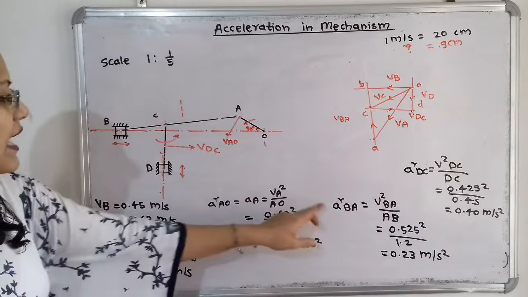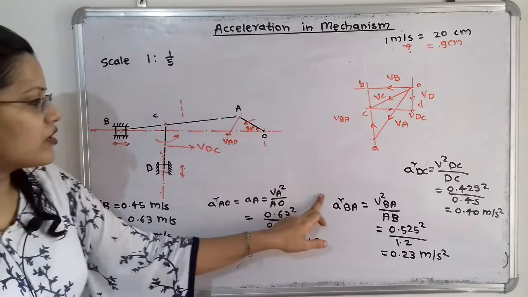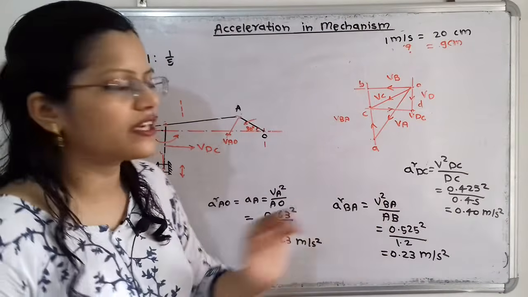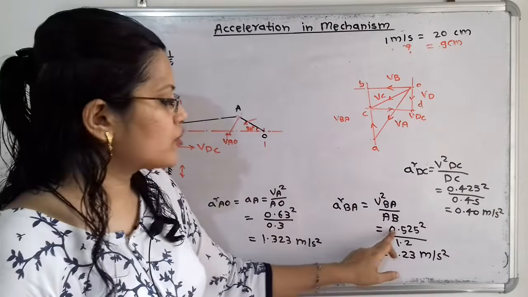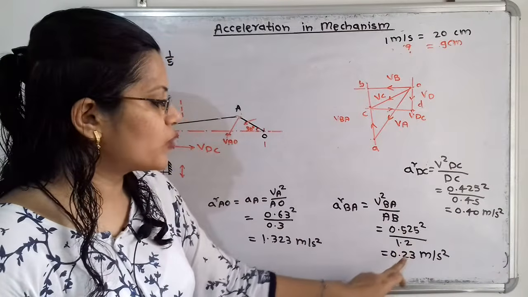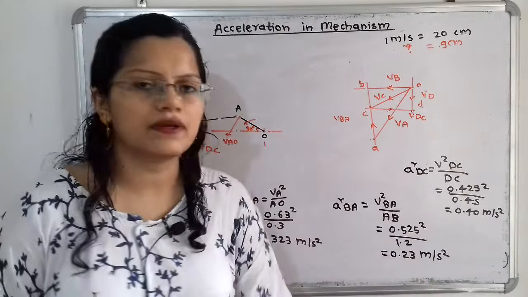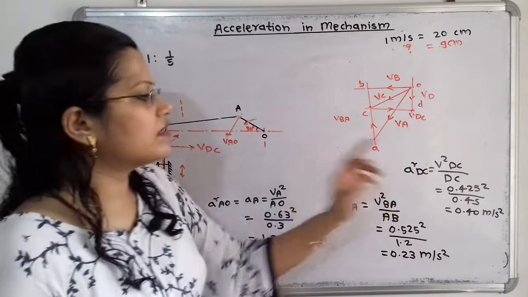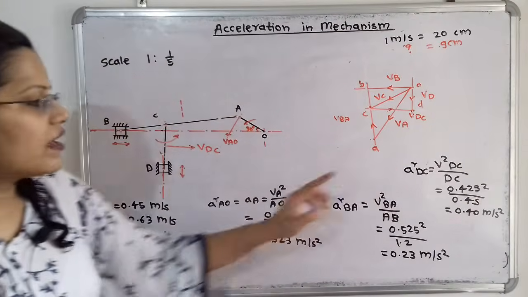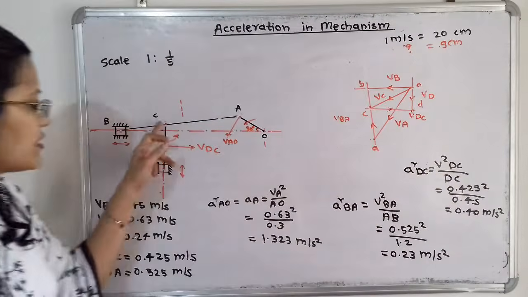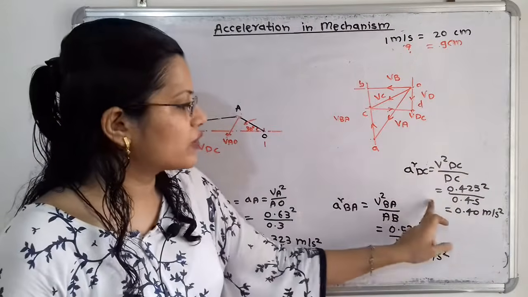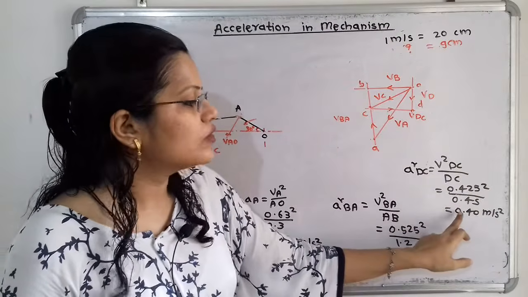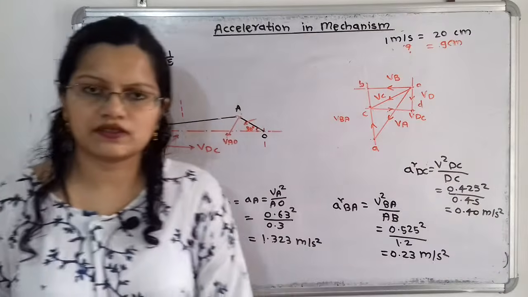Now in the same way we will calculate the radial component for the link BA. So here again linear velocity square divided by length of the link. So it's 0.525 square divided by 1.2, which is equal to 0.23 meter per second square. Now in the same way for the link CD, we will again calculate the radial component. For that again linear velocity square for this link CD divided by length of the link. So here 0.425 square divided by 0.45, which is equal to 0.40 meter per second square.